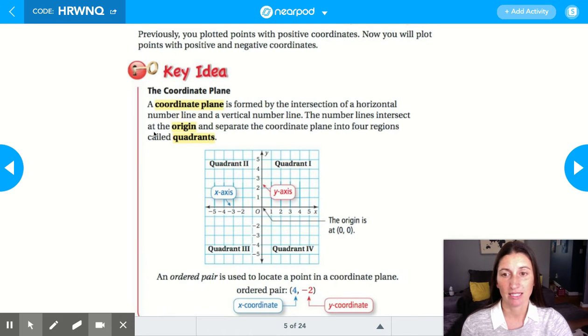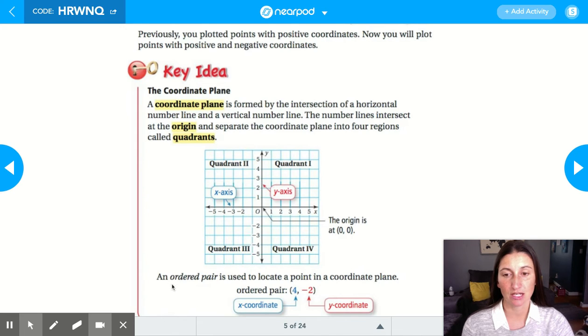The number lines intersect at the origin, the point 0, 0, or the ordered pair 0, 0, and separate the coordinate plane into 4 regions: 1, 2, 3, and 4. Those each are called quadrants, and if you remember with quadrilaterals, the word quad means 4.